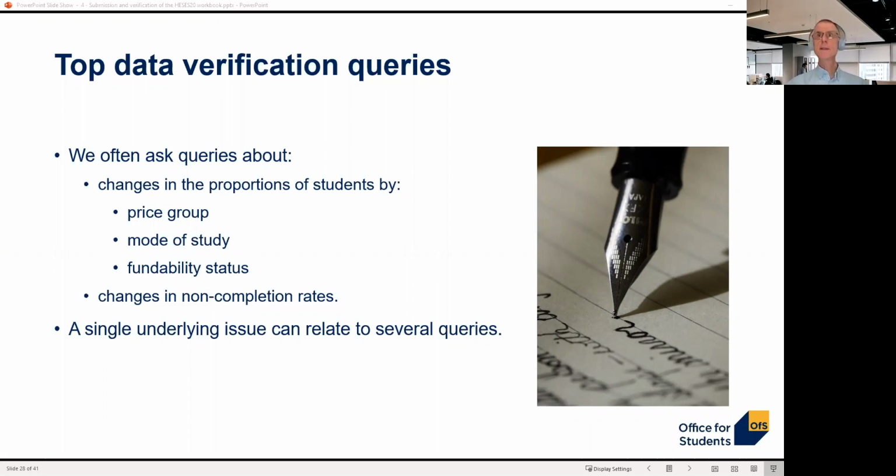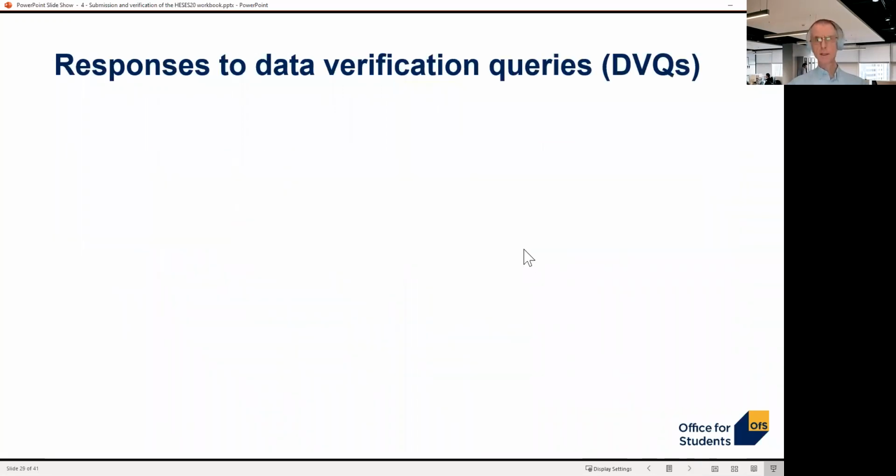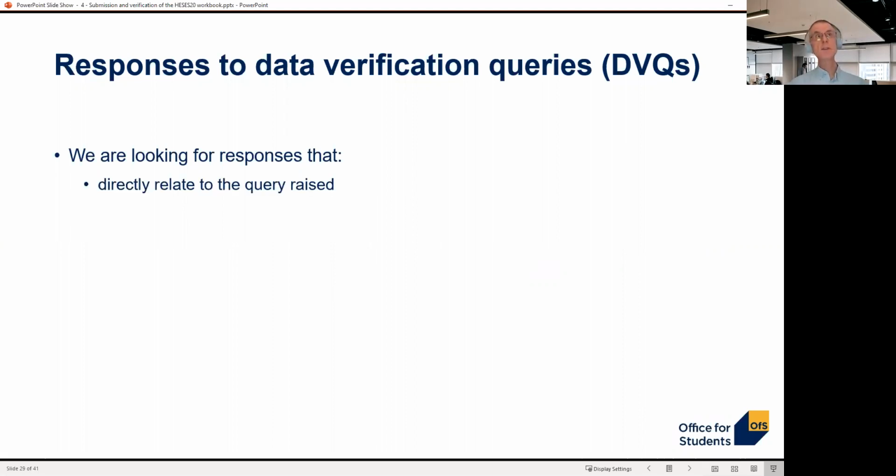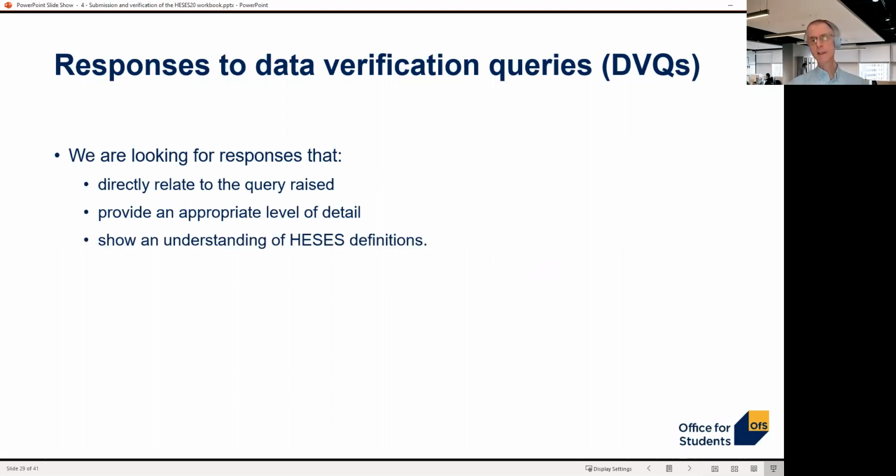So in terms of generating your responses, let's think about that. We're looking for responses that directly relate to the query raised and do so at an appropriate level of detail with an understanding of the HESES definitions. What we sometimes find, particularly with people who are new to this, is that they say it's difficult to get into generating a response. And what we usually say is, well, ask yourself the question, how has your provision changed? And that's often a good way of finding a way into generating a response.